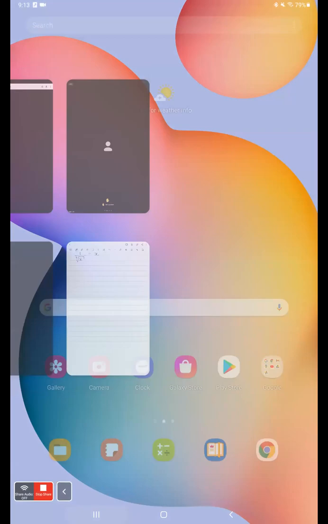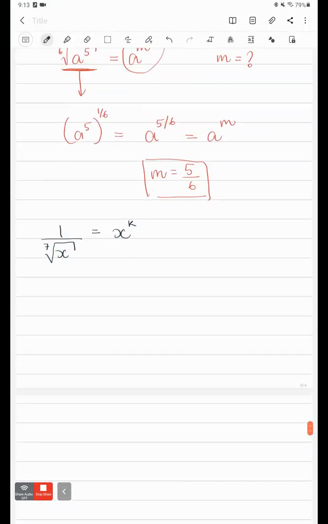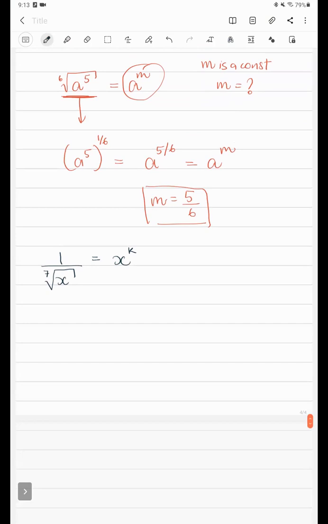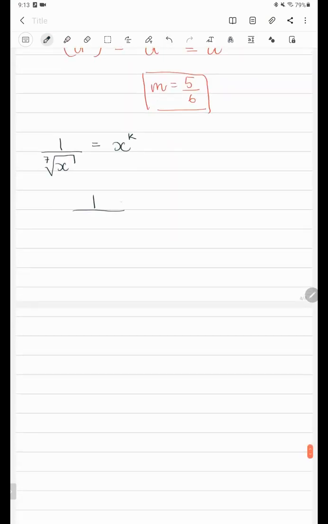Mridula, you have raised your hand. Ma'am, for example, if we take a raised to the power 5, then 1 upon a raised to the power 5 will become a raised to the power minus 5. So, ma'am, exactly the same thing happens with the 1 upon root. Right, exactly. So what we're going to do here is just take a look at this thing, and let me just write it over here.